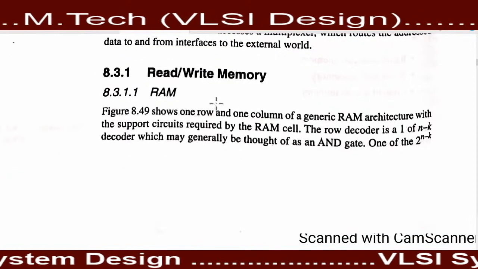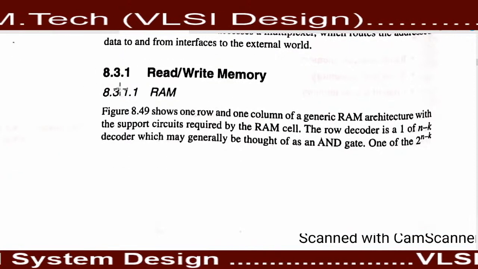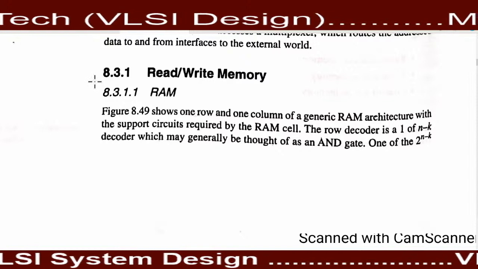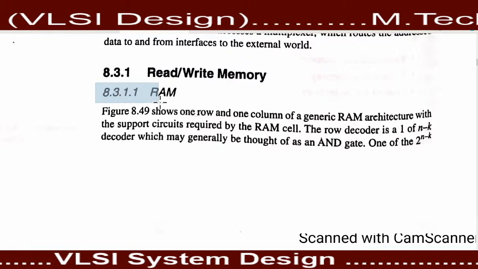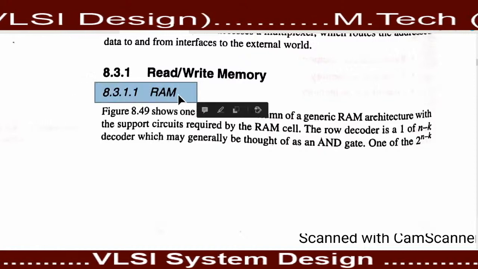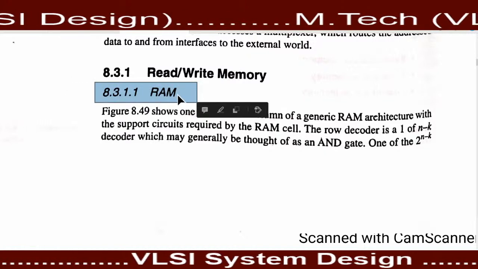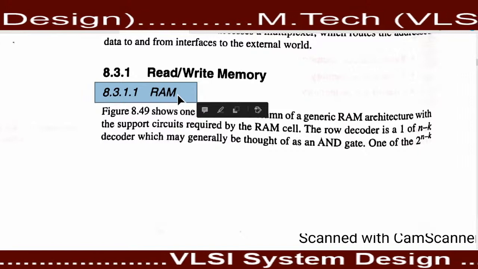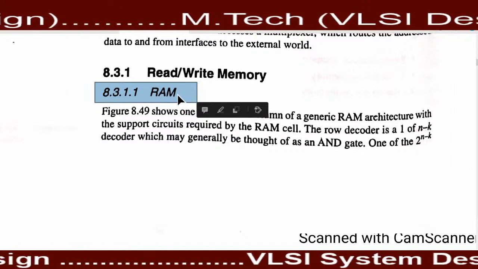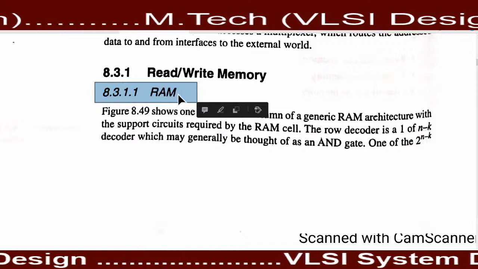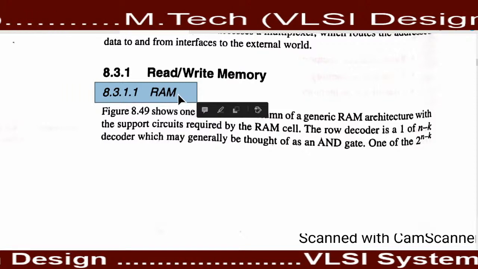As the name suggests, in random access memory we can access the data randomly. We can access the data that is stored in any cell. So we can say it is independent of the location of the cell. At any time we can access the data of any location.